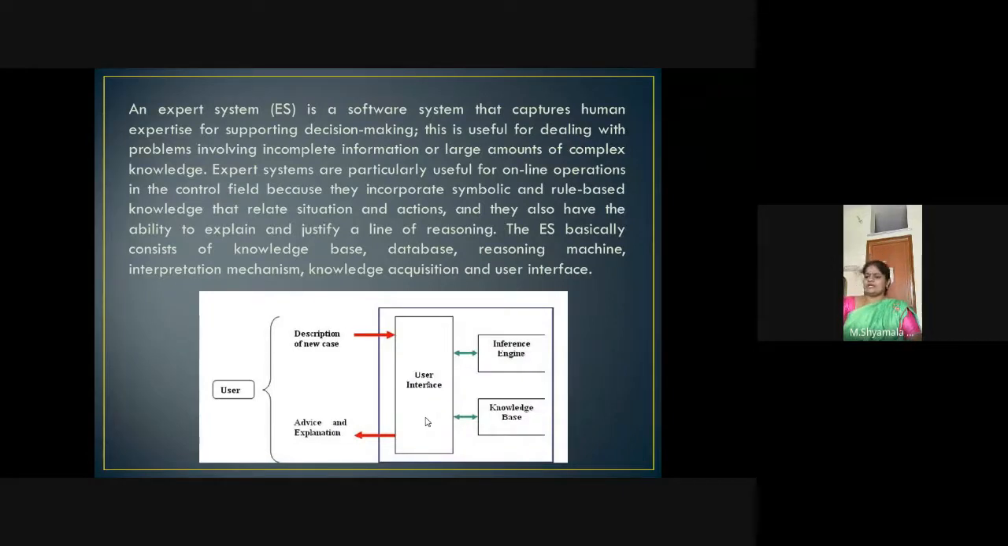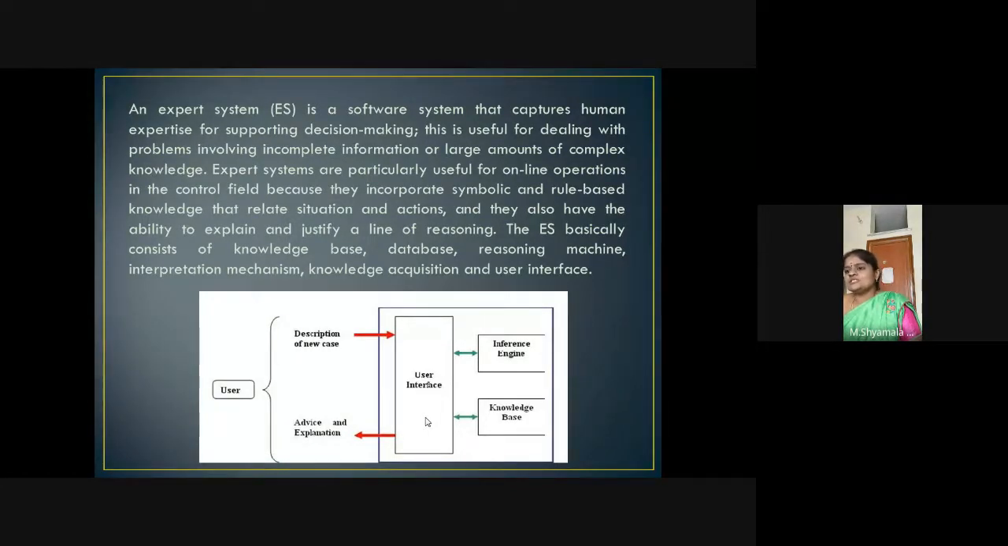What is an expert system? An expert system is a software system that captures human expertise for supporting decision making. This is useful for dealing with problems involving incomplete information or a large amount of complex knowledge. Expert systems are particularly useful for online operations in the control field because they incorporate symbolic and rule-based knowledge that relates situations and actions, and they also have the ability to explain and justify a line of reasoning.